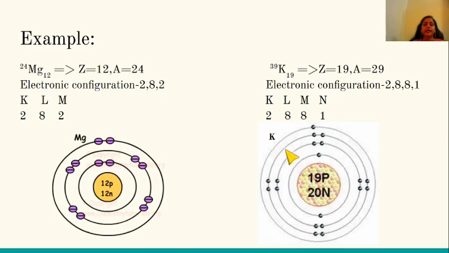Keep one thing in mind, children, when you put the electrons, please pair them and keep them. In the second shell, third shell, pair the electrons and keep them. You cannot distribute them all around in the orbit. Take care of it.